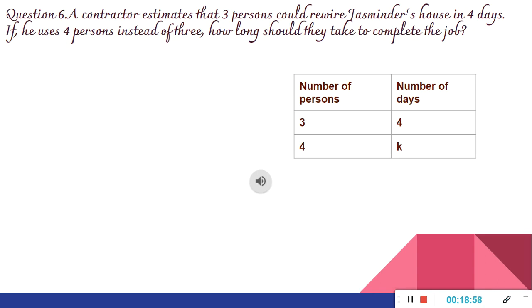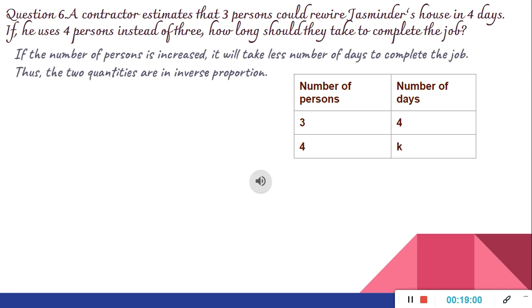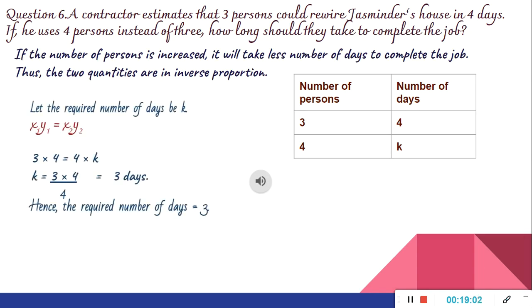So x1 y1 is equal to x2 y2. So 3 into 4 is equal to 4 into K. So 3 into 4 upon 4. The 4s will cancel, so 3 days are remaining there. So the required number of days is 3.